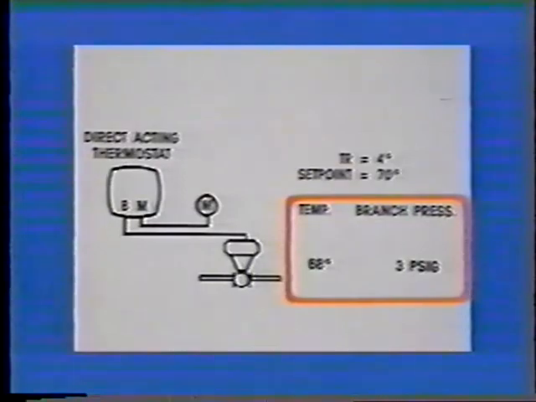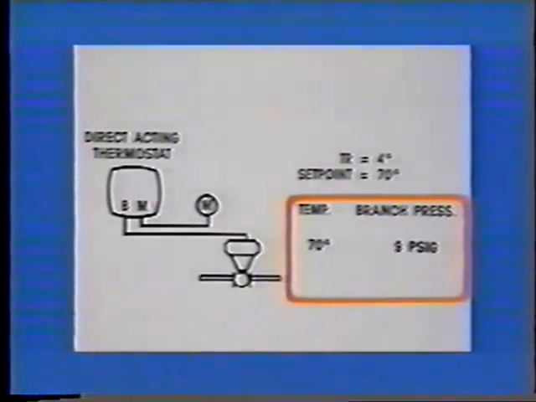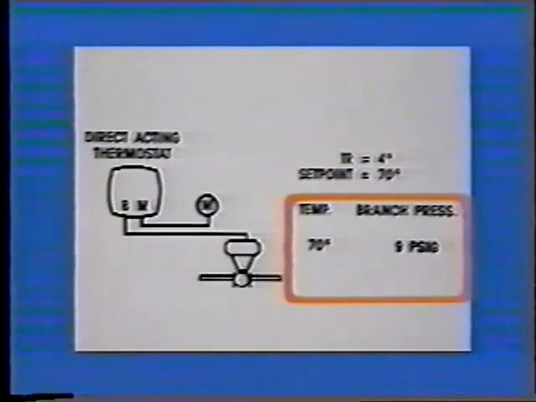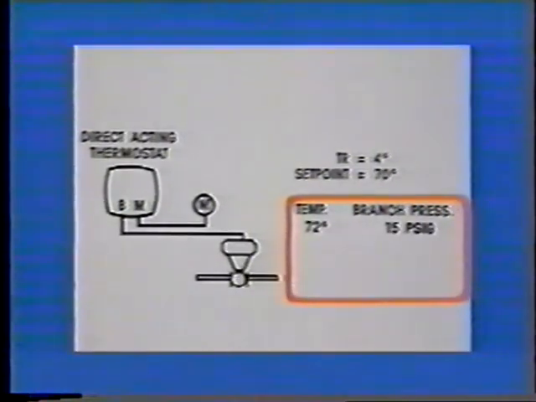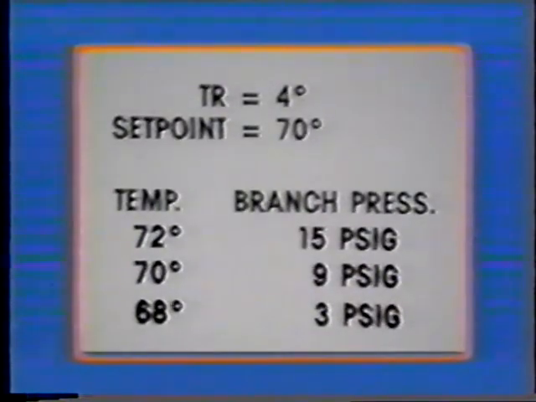If the temperature in the space begins to increase, our branch pressure will also increase. As the temperature rises to 70 degrees, the branch returns to 9 psig. If the temperature in the space continues to rise to 72 degrees, the branch line pressure will rise to 15 pounds. This temperature change represents 2 degrees above and 2 degrees below the set point of 70 degrees. Thus, it is referred to as a 4-degree throttling range.